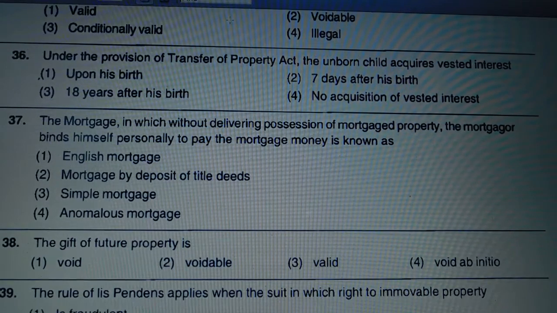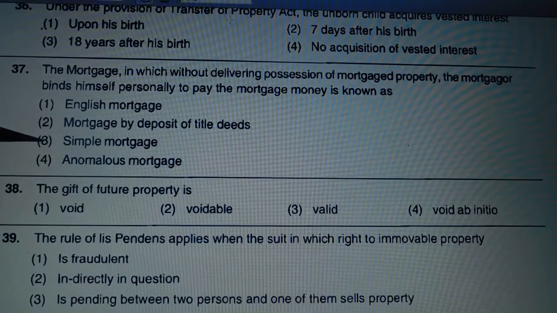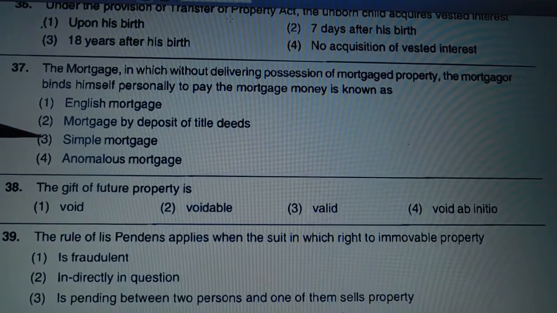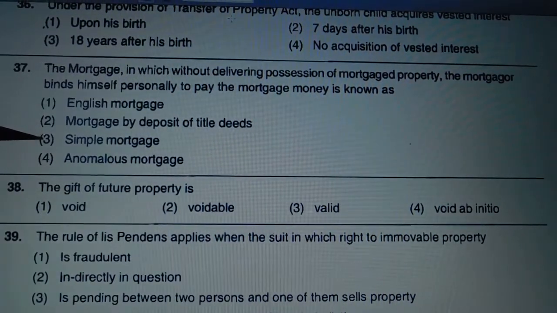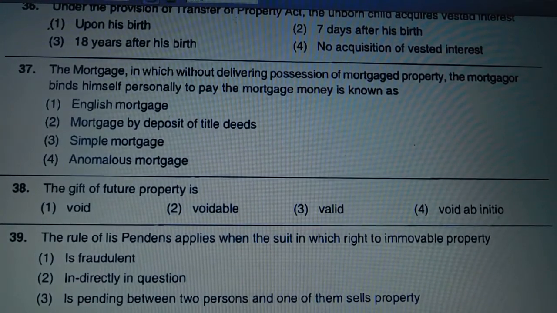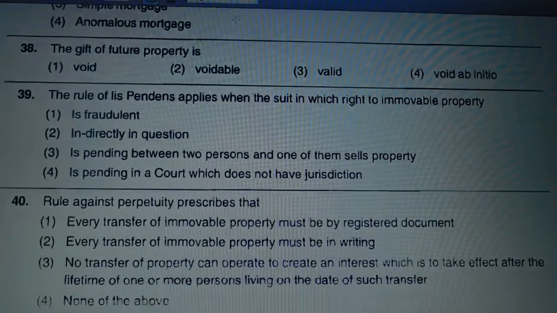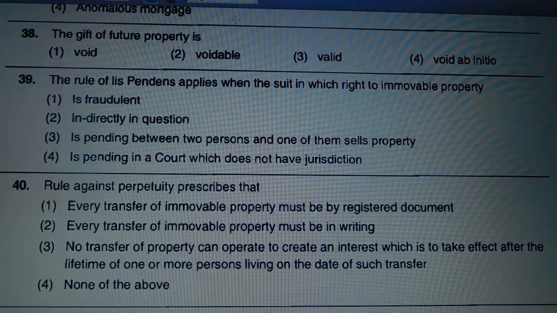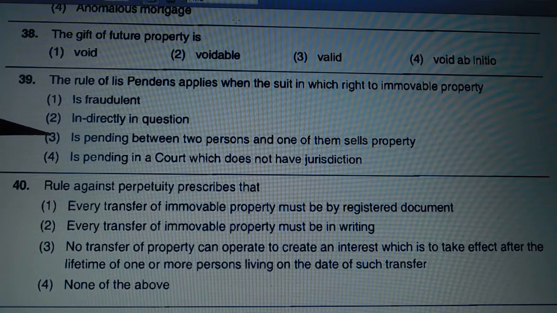Question number 37. The mortgage in which, without delivering possession of mortgage property, the mortgagor binds himself personally to pay the mortgage money is known as. The answer is simple mortgage. Question number 38. The gift of future property is. The answer is void. Question number 39. The rule of lis pendens applies when the suit in which right to immovable property. The answer is pending between two persons and one of them sells property.